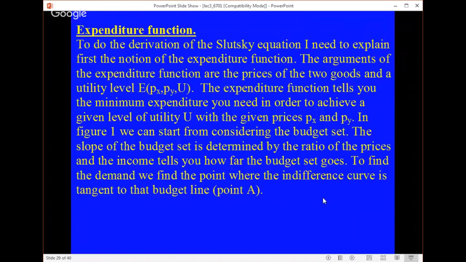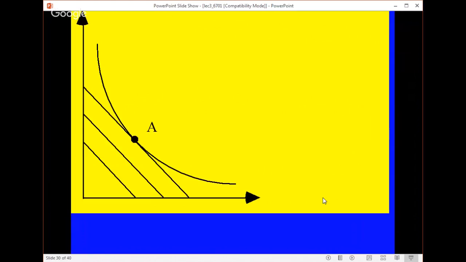In that last figure, we can start by considering the budget set. The slope of the budget set is determined by the ratio of prices, and we know that. And the income tells you how far the budget set goes. In other words, what's the highest indifference curve I can reach? To define the demand, we find the point where the indifference curve is tangent to the budget line, like we did before. So there it is. We have all those budget sets. That's the minimum amount that I have to spend to get to this indifference curve that gives me a set level of utility.